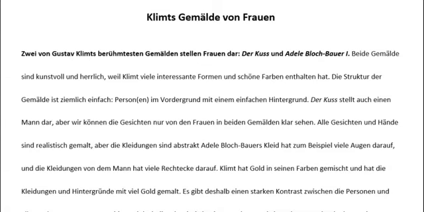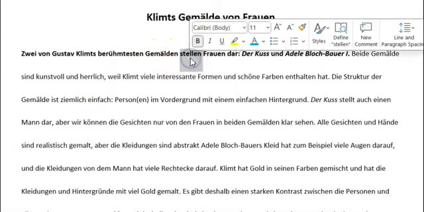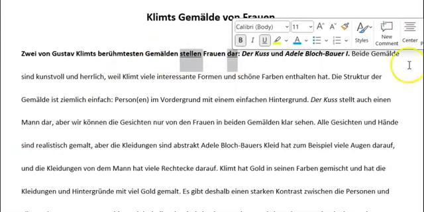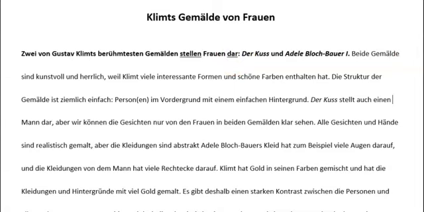So if we start by just looking at these bolded sentences, I wrote as my introduction, Zwei von Gustav Klimts berühmtesten Gemälden stellen Frauen dar. So 2 of Gustav Klimt's most famous paintings depict women. That's that stellen dar. It's a separable prefix verb, a really useful one when you're talking about paintings. And it's to depict or portray. Der Kuss und Adele Bloch-Bauer 1. Okay, so that's my introduction. I'm just introducing the 2 paintings and starting to lead us in this comparison, and that they both depict women.